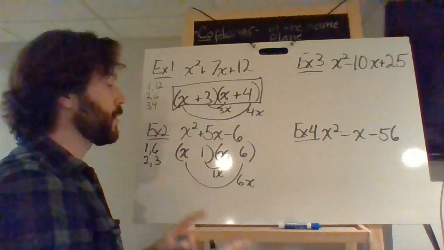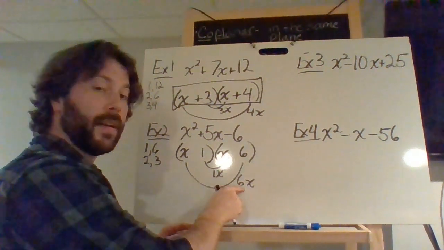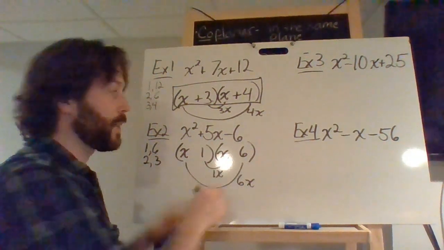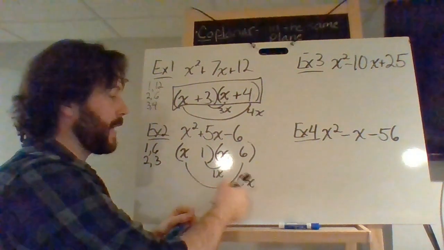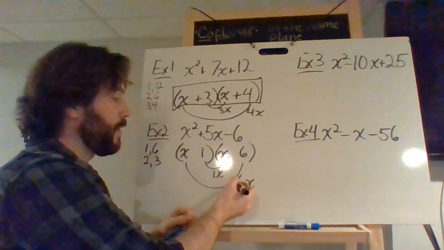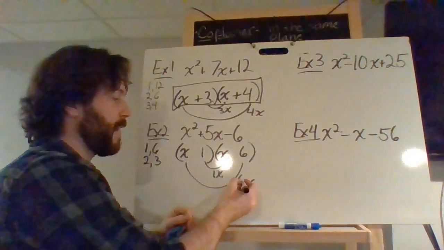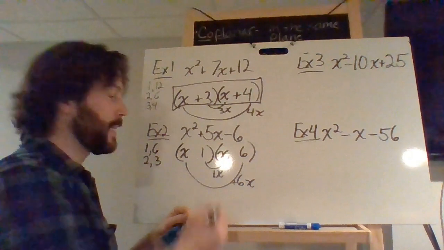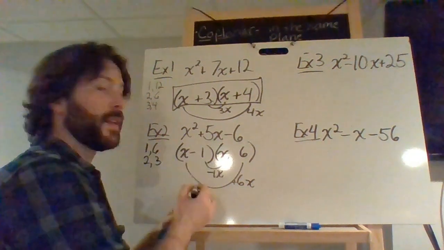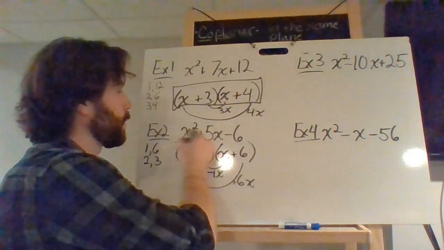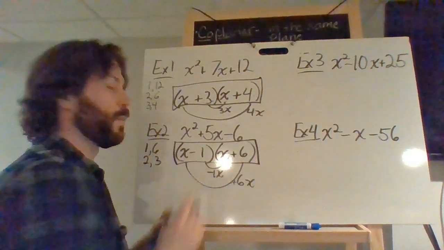So the catch is the larger outer or inner gets the same sign as bx. So these are the right numbers. Now I need to figure out the signs. Well, 6x is bigger than 1x, so this gets the same sign as that 5x. So this one has to be plus 6x, and this 1x has to be minus. So the minus goes with the 1, the plus goes with the 6, and we're factored.